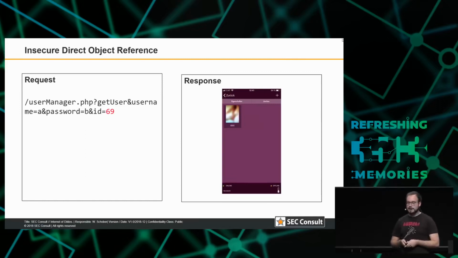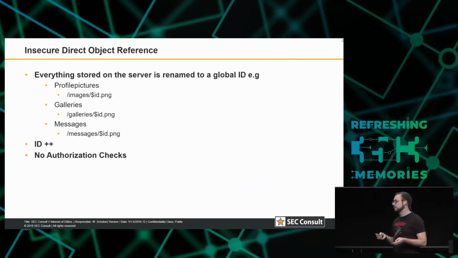So the problem behind this is quite easy. Everything which is stored on the server is renamed to a global counter. The global counter is incremented by 1 after every upload, and there are no authorization checks whatsoever because the images are just stored on a server. So it doesn't matter if you set a password or set the visibility. That's just nonsense.